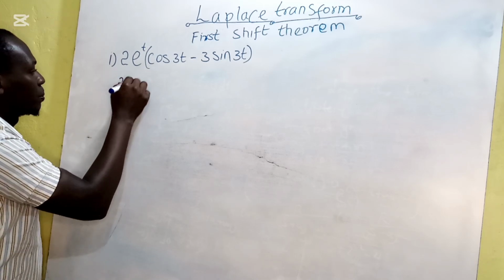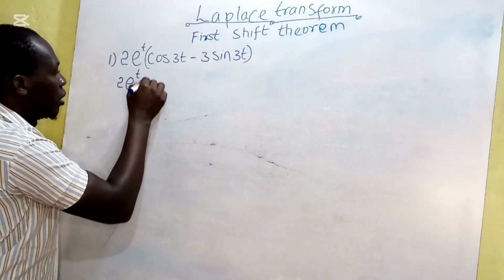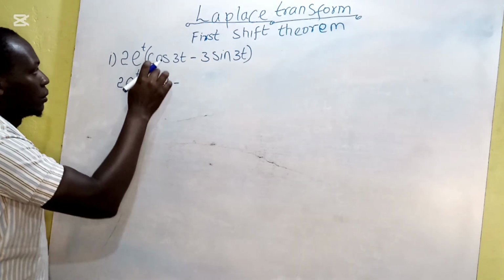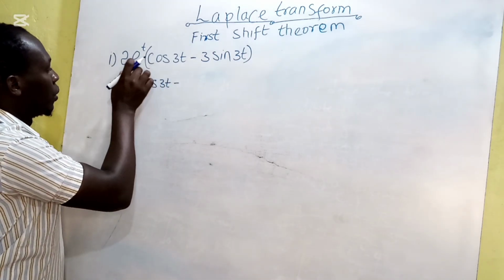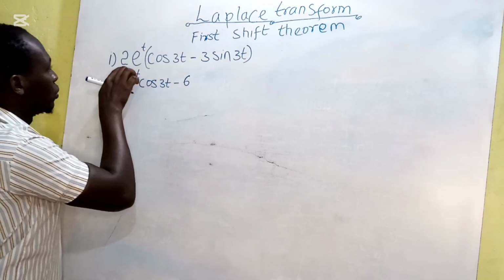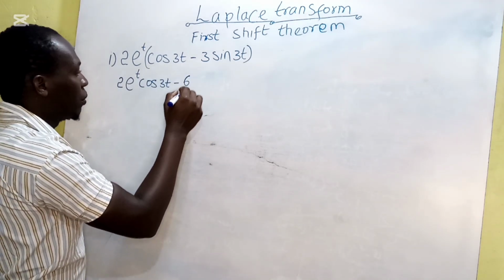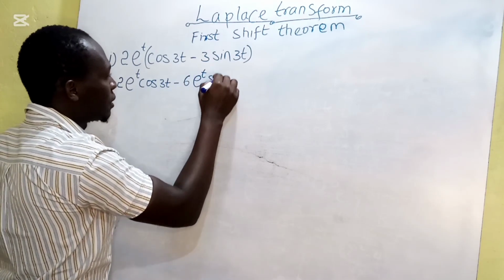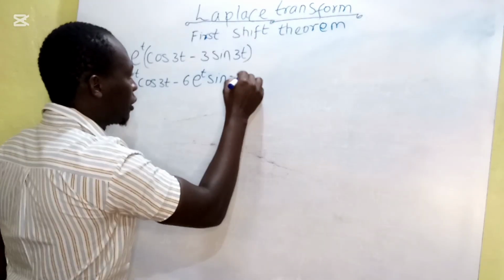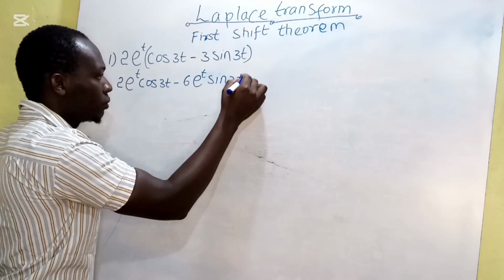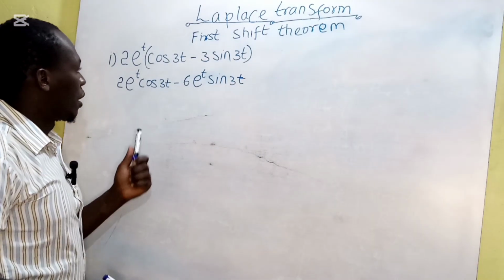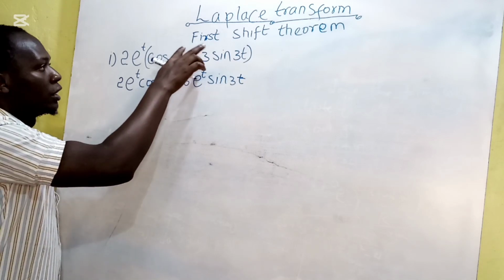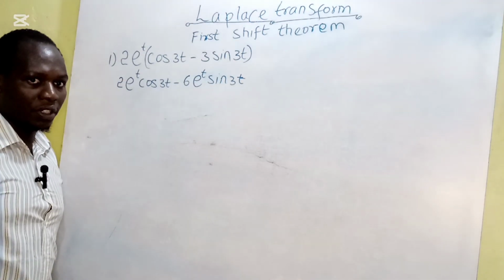2 exponential t cos 3t. We come and subtract from 6, 2 multiplied by 3. We are going to have 6 exponential t sine 3t. Up to this point now, we can start using the first shift theorem.